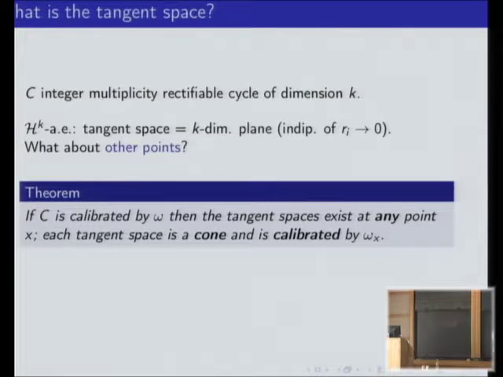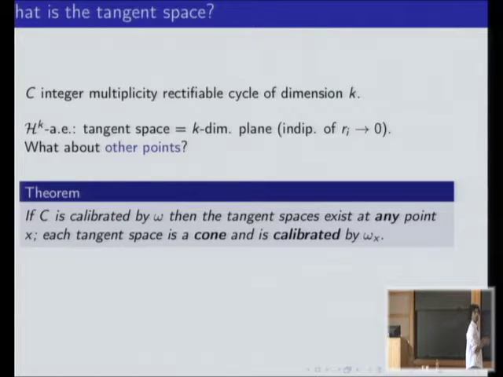Not only do you have a limit, but this limit is always going to be a cone. And it's always going to be a cone calibrated by the differential form evaluated at the point around which you are dilating. So you do have a notion of tangent space at any point.